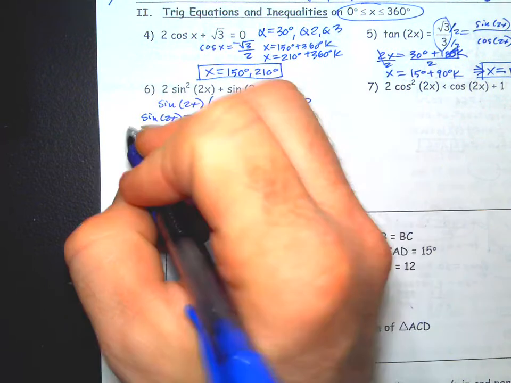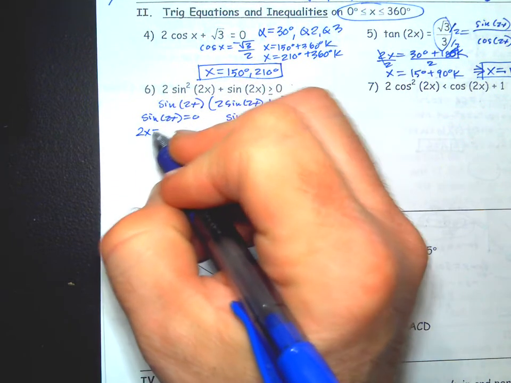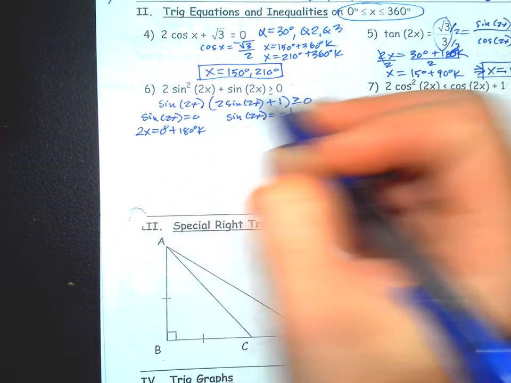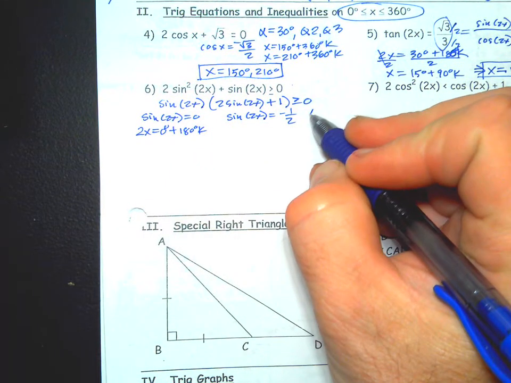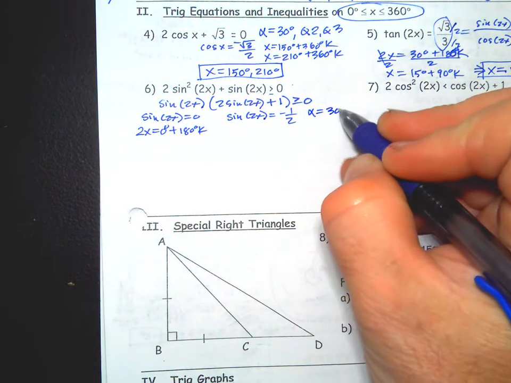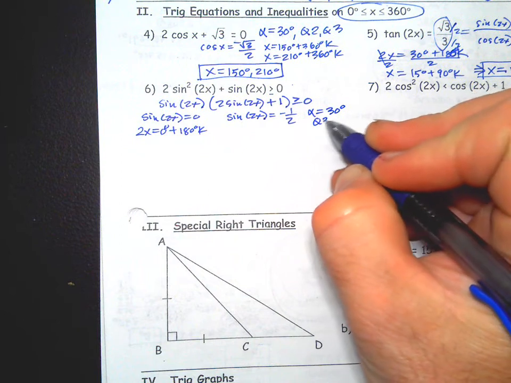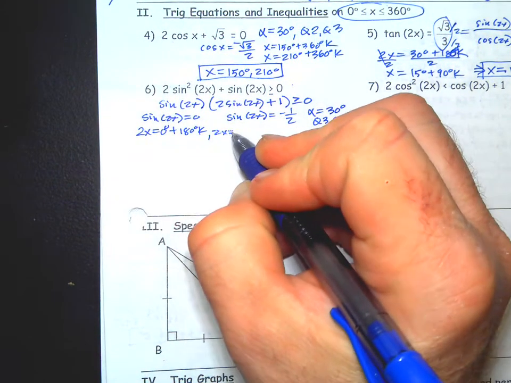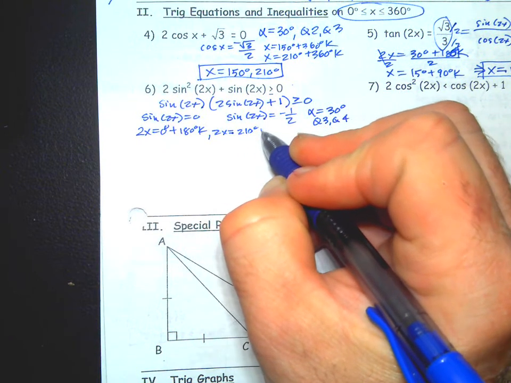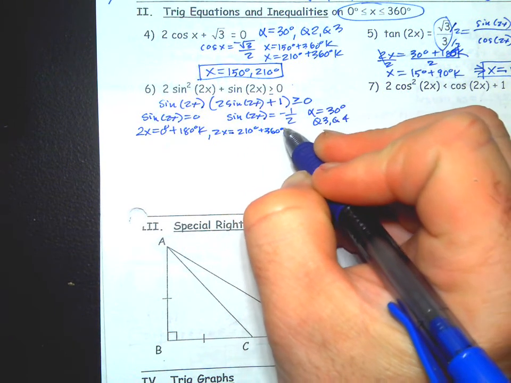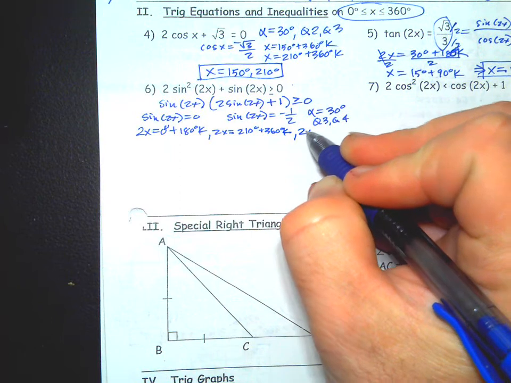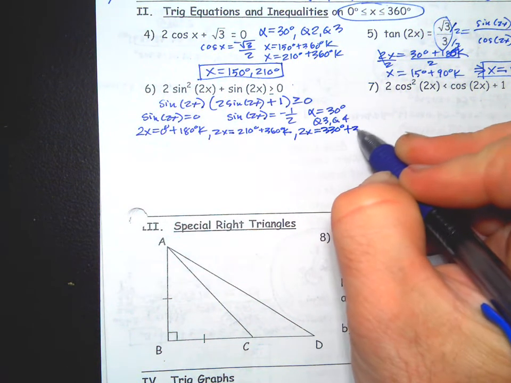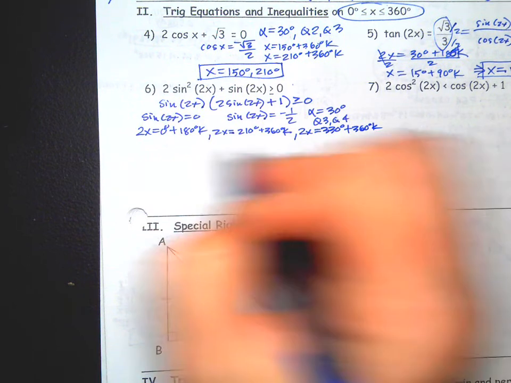When does sine equal 0? At 0 plus 180K. And when does sine equal 1/2? That's 30 degrees. Quadrants 3 and 4. So it's going to be 2x equals, quadrant 3 be 210 plus 360K. And quadrant 4 is going to be 330 plus 360K. So then we're going to solve 2x.